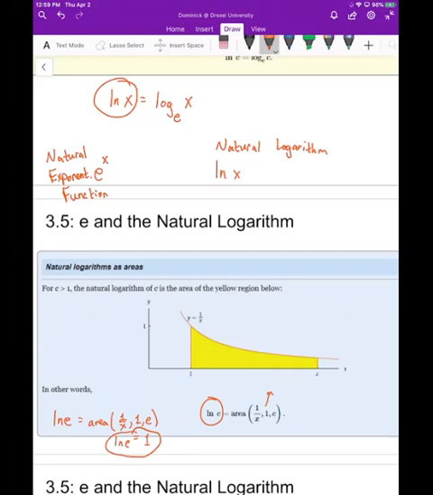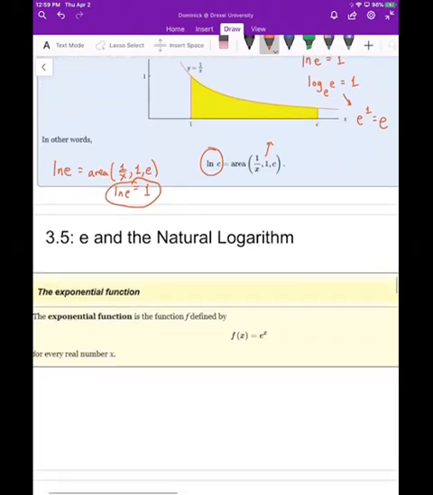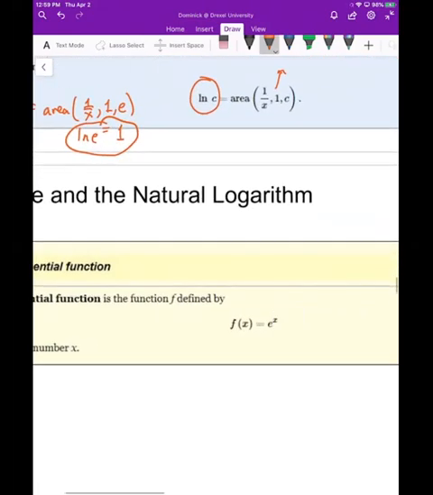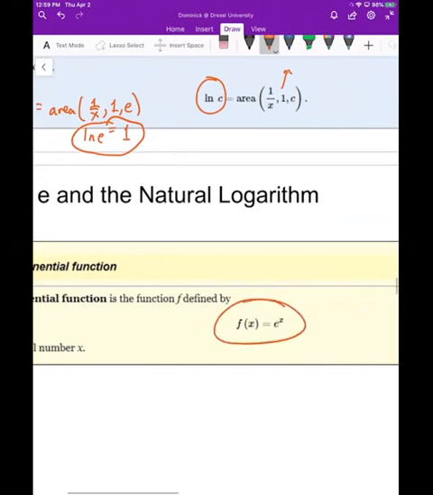Now, of course, this makes sense, because the natural log of e equaling 1 is a log base e of e. And if you convert this to exponential form, this just says that e to the 1 is equal to e, which of course is true. So that's an interesting connection there. I've already mentioned it twice, but here's another reminder that the natural exponential function, as it's usually called, is when you have f of x equal to e to the x.